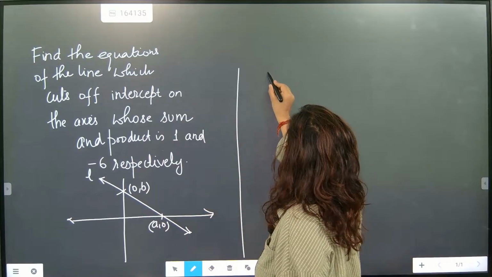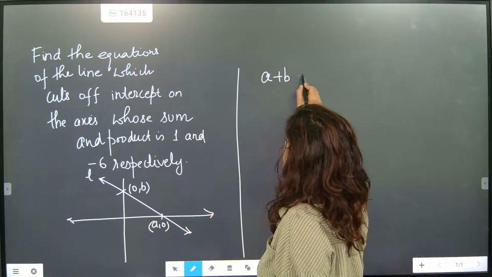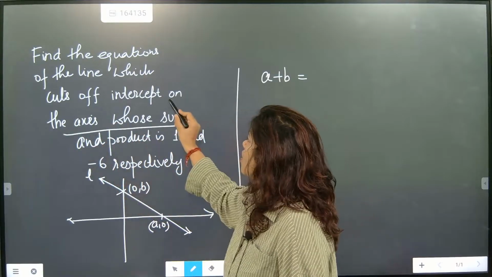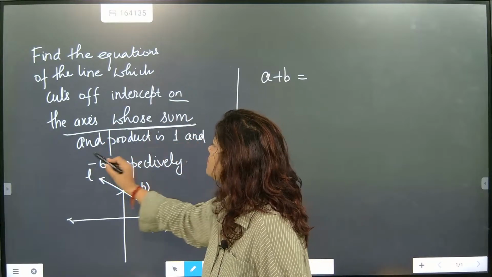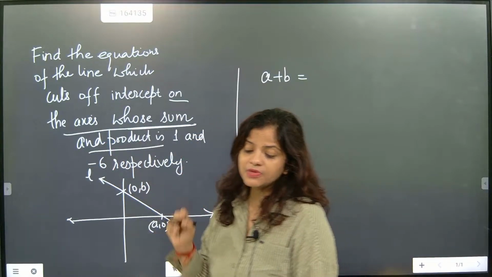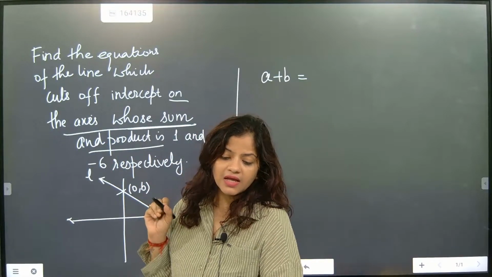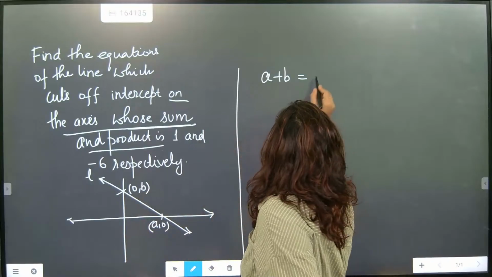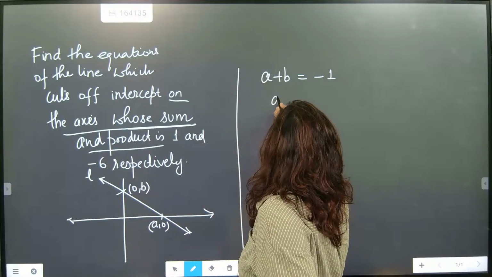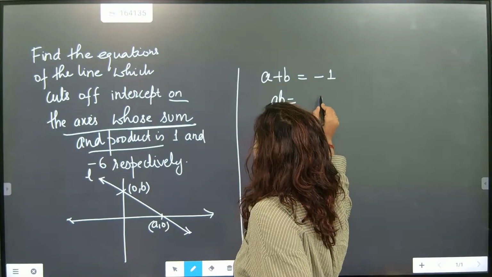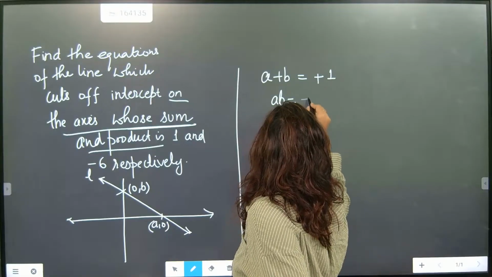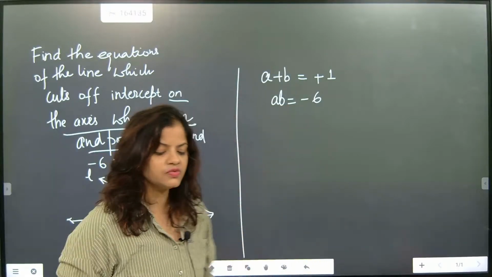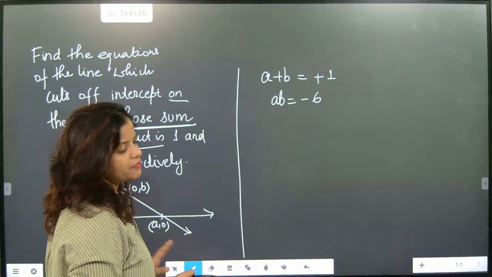The first work, what is exactly given here is the sum and product. See, they're telling that the intercepts on the axes have a given sum and product. So the sum of the intercepts is, sorry, the sum of the intercepts is 1 and the product of the intercepts is -6. They have given this. So intercept sum and product are given.